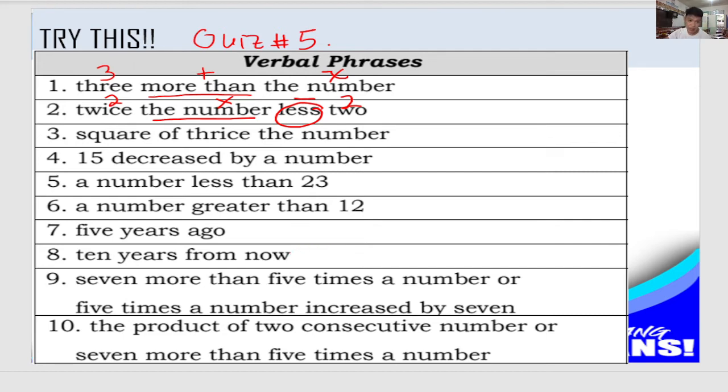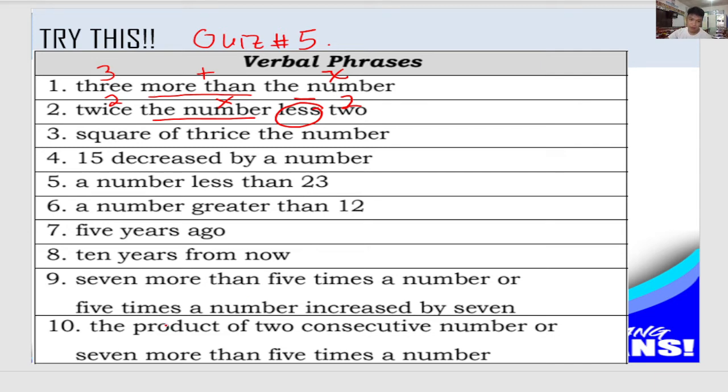Next, 10 years from now. We don't know that number, kung 2005 ba yan siya, kung anong taon ba yan siya. So we write x. And 10 years from now, ibig sabihin mag-add ka ng 10. x plus 10. Next, 7 more than 5 times a number or 5 times a number increased by 7.